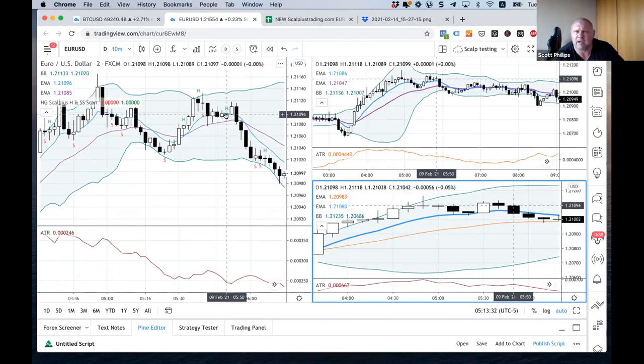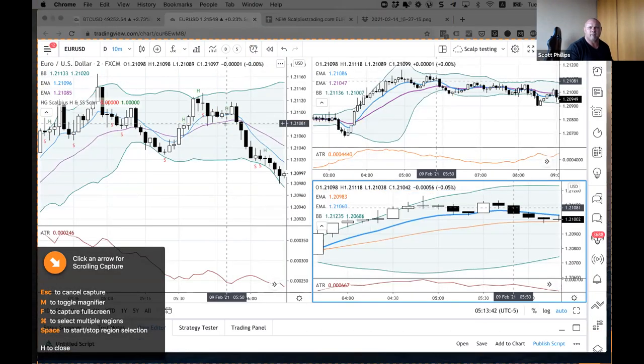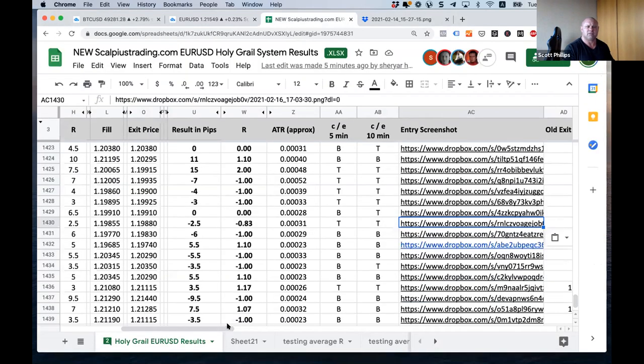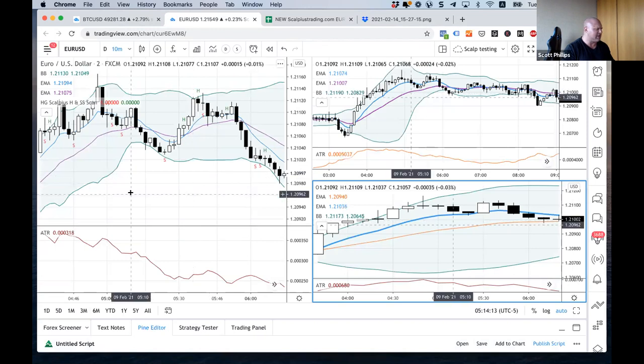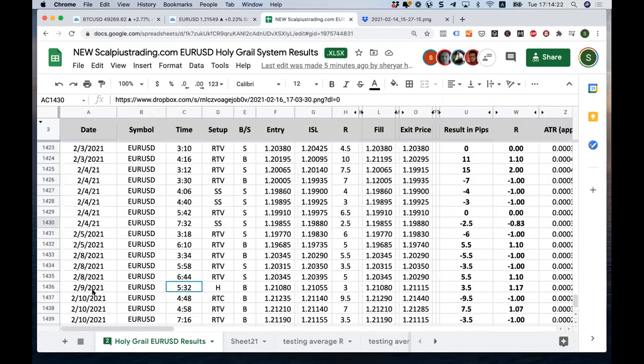Okay, 550. Definitely pull back on 5. Definitely pull back on 10. Yeah, that's a valid trade. Set it in. So again, it's the 9th of February. It was another minimum viable. And 550, right?